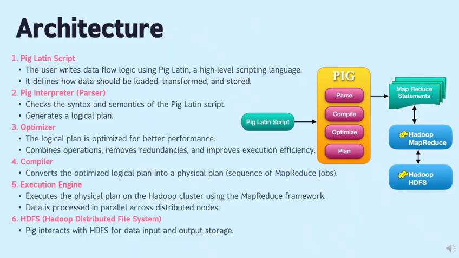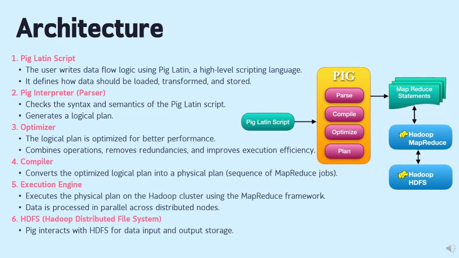Alright, now let's look at how Pig actually works behind the scenes. This diagram explains the flow perfectly. Imagine you have written a Pig Latin script. Here's what happens step by step. First, the Pig Latin script. This is your code. It defines how data is loaded, transformed, and stored.